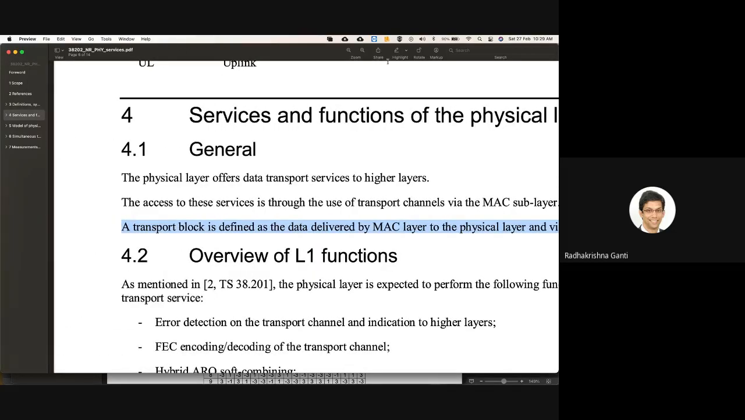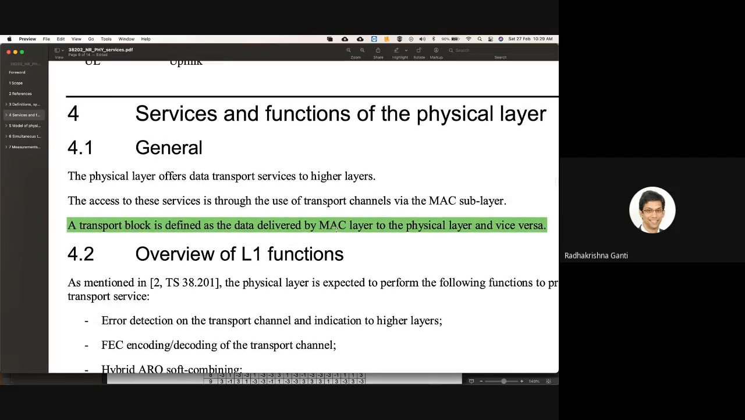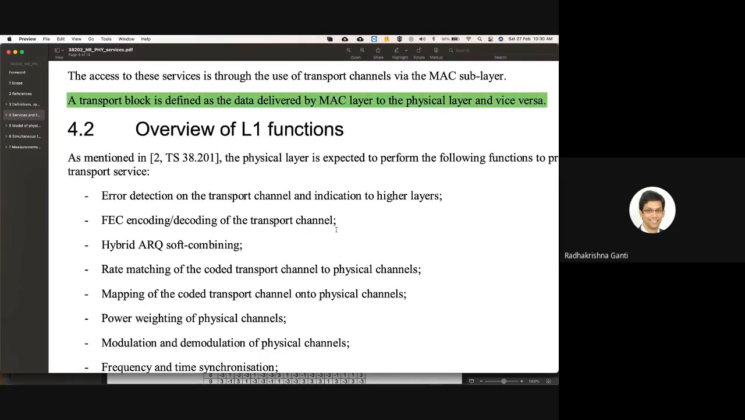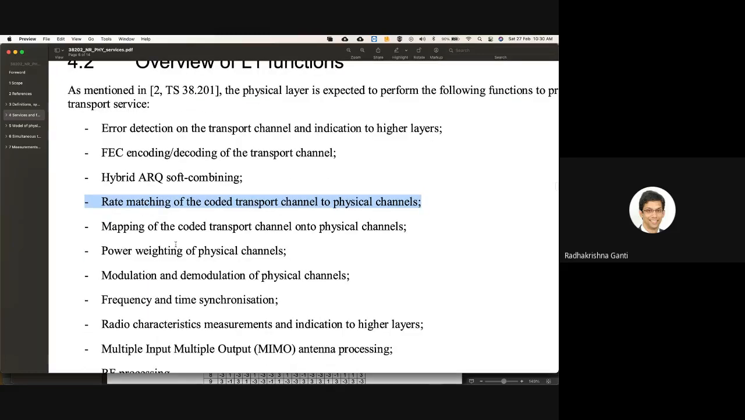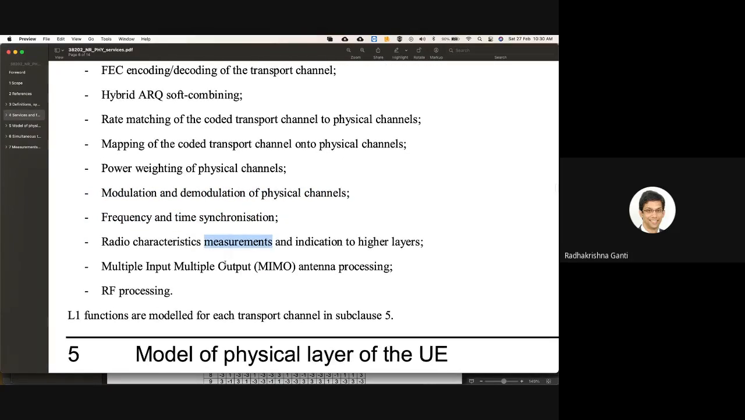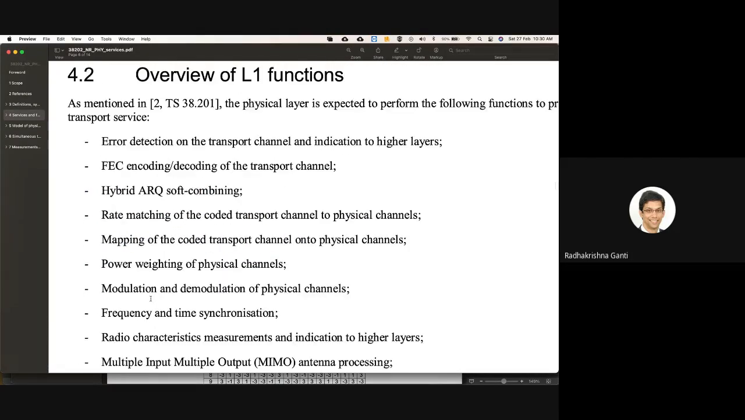This is what a transport block is. Then they tell you the overview of the L1 functions, what should be done in L1. You should do FEC, forward error correction coding, hybrid ARQ, and rate matching. Then you should map the transport channel bits to the physical channels. Then modulation and demodulation, frequency and time synchronization, radio measurements, MIMO antenna processing, and RF processing. This is all that should be done in L1.